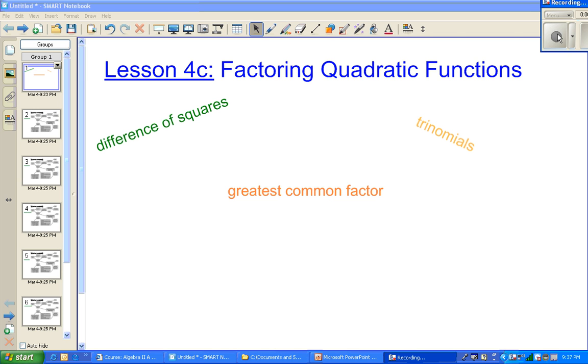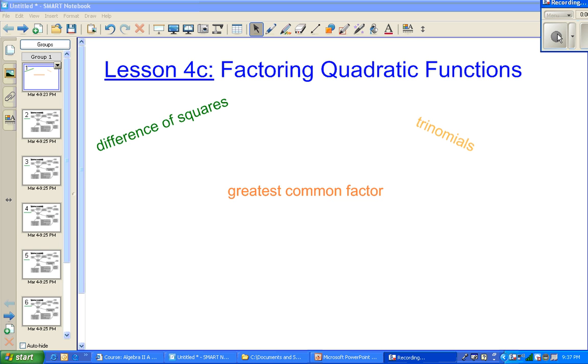All right, today we're going to continue to work on Unit 4, dealing with quadratic equations. I have split this lesson into 2 days. Today we're just going to work on factoring, difference of squares, trinomials without leading coefficients, and greatest common factors. In the next lesson we will continue this one and look at factoring trinomials with leading coefficients.